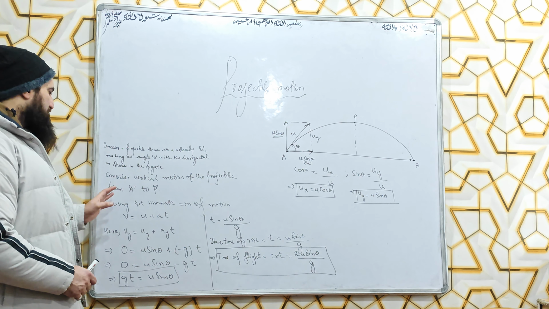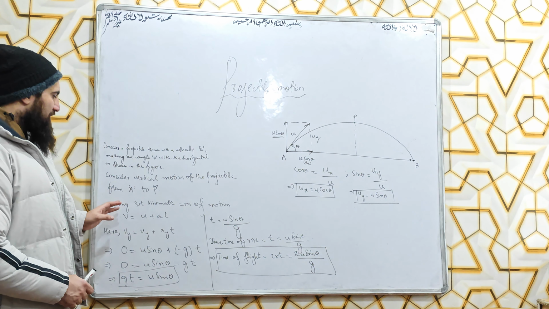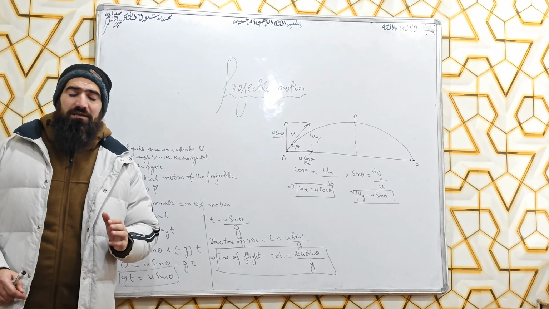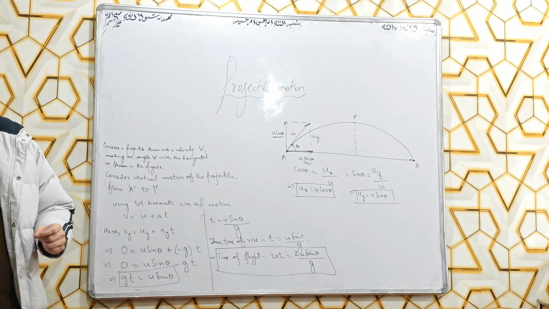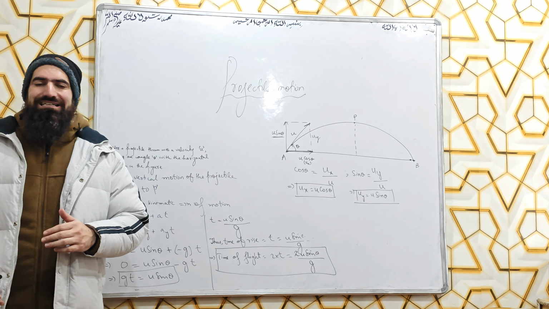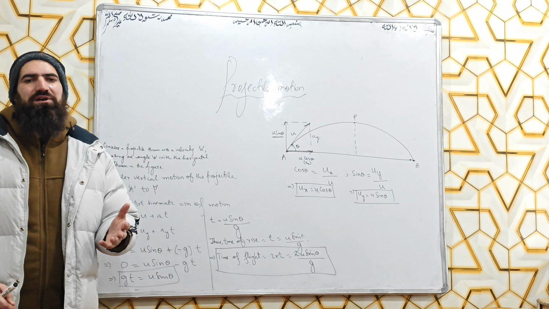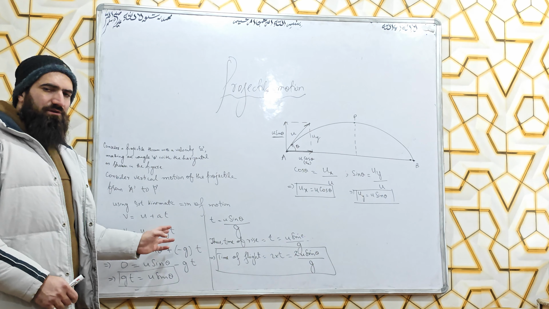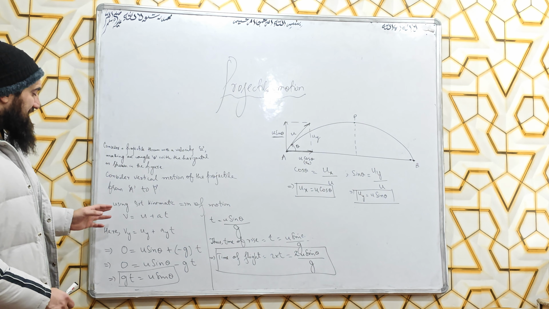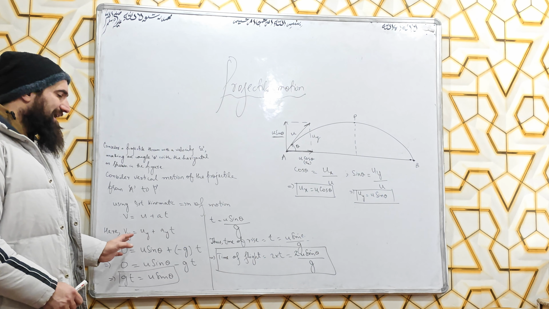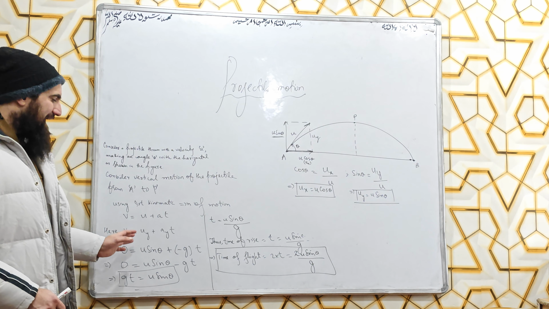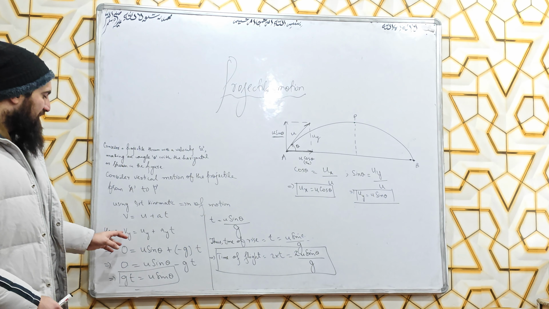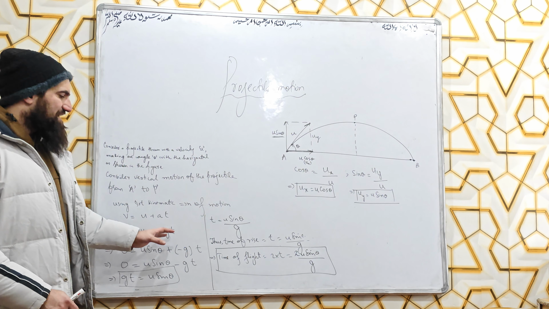Consider vertical motion of the projectile from A to P using the first kinematic equation of motion. When we are considering the vertical motion, we will only discuss the vertical components, not the horizontal component. So we will say v is equal to u plus at from the first kinematic equation of motion, but instead of v we will write vy, instead of u we will write uy, and instead of a we will write ay. So we have got vy is equal to uy plus ay t.